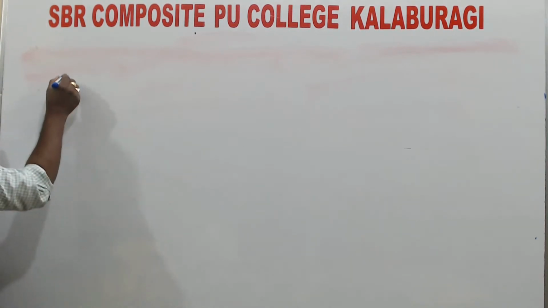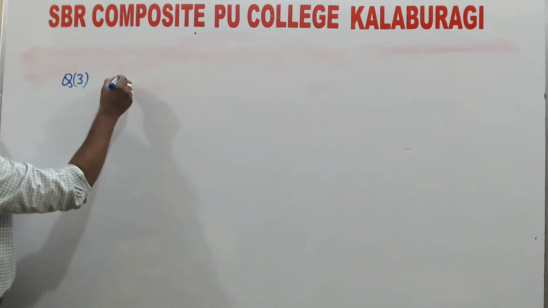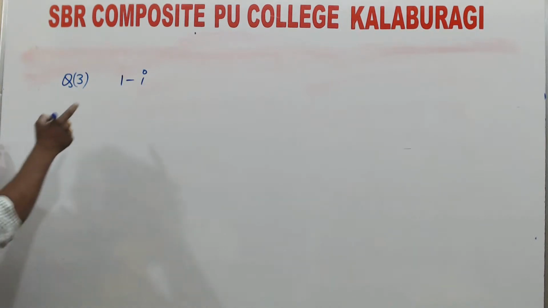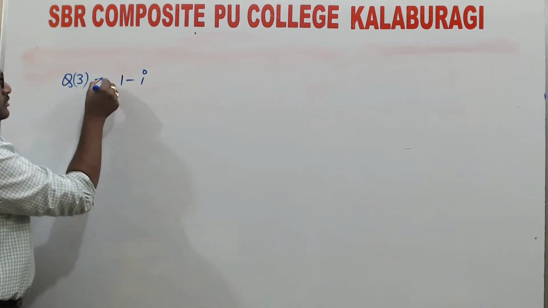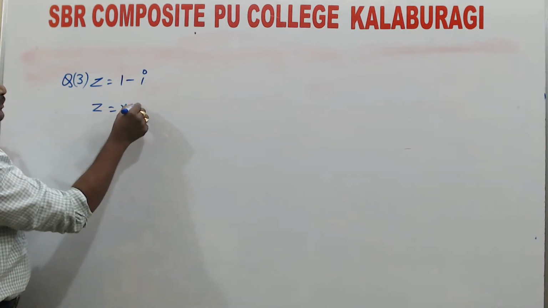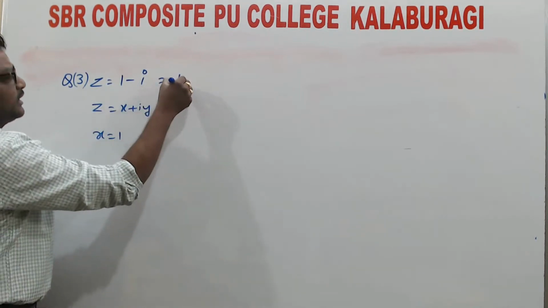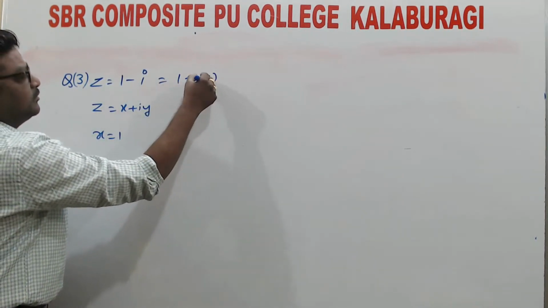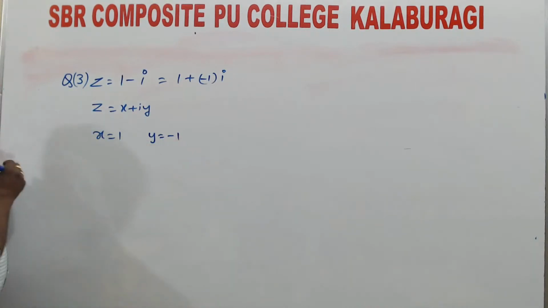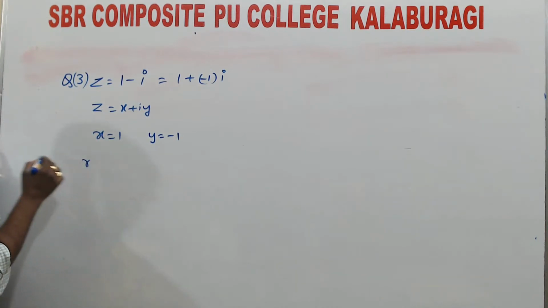They are asking question number 3, exercise 5.2. It is 1 minus i. Here, z equals 1 minus i. If you compare with z equals x plus iy, x equals 1. This we can write as 1 plus (minus 1) into i. The y value will be minus 1. Real part, imaginary part. We require polar form.